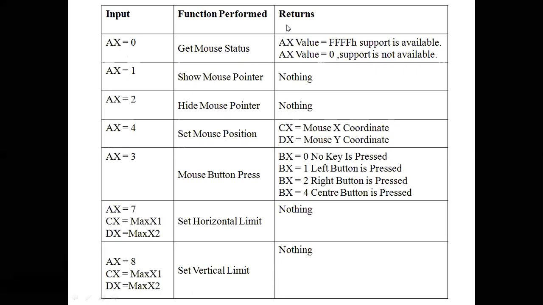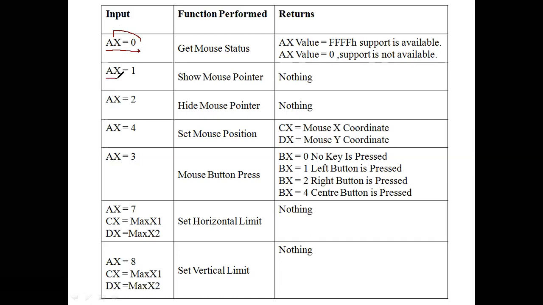By giving the value AX register as 0, you can find out whether the mouse is initialized or not. So you have to detect the mouse. It returns 0 if support is not available, and if support is available then it returns FFFF in hexadecimal value. So we have already done that.